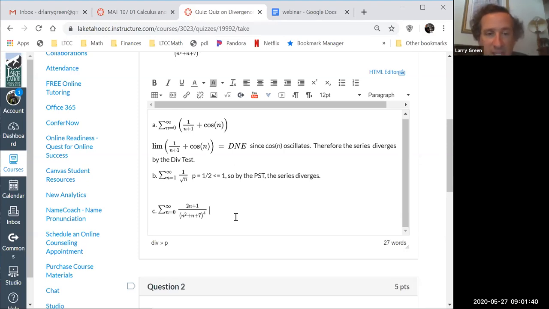All right, part C. What test can we use on this one? Again, the integral test. Notice that, just visually, this thing goes to 0, which you have to have for the integral test anyway. So notice the limit goes to 0, since the denominator has a larger power than the numerator.